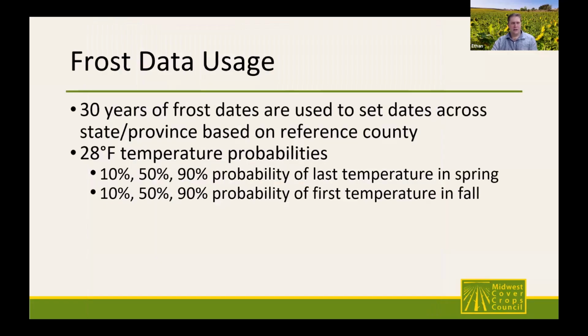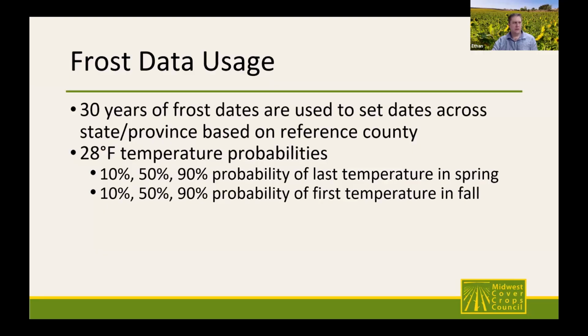So how do we use frost data to determine these seeding dates for your county? So we use 30 years of frost data across these states and provinces. And then when we update the tool, experts in your state, university experts, NRCS, farmers, and seed dealers will work together to work on a set of seeding dates for a reference county in your state. And then other counties in your state can be calculated off the frost data for your state in an algorithm to determine the seeding dates across your state so we don't have to set them for every county.